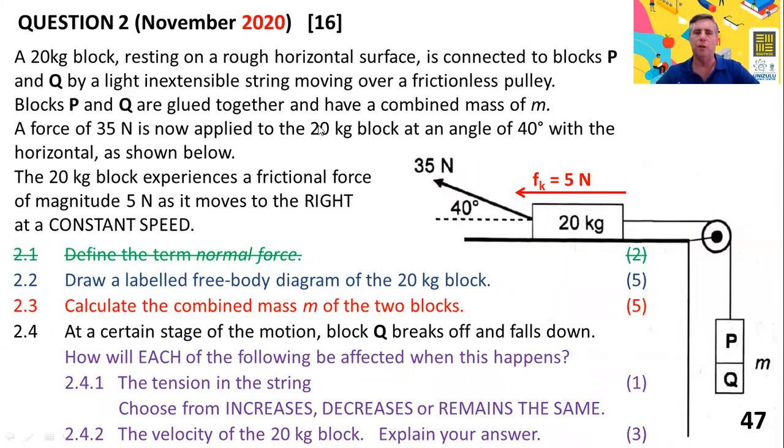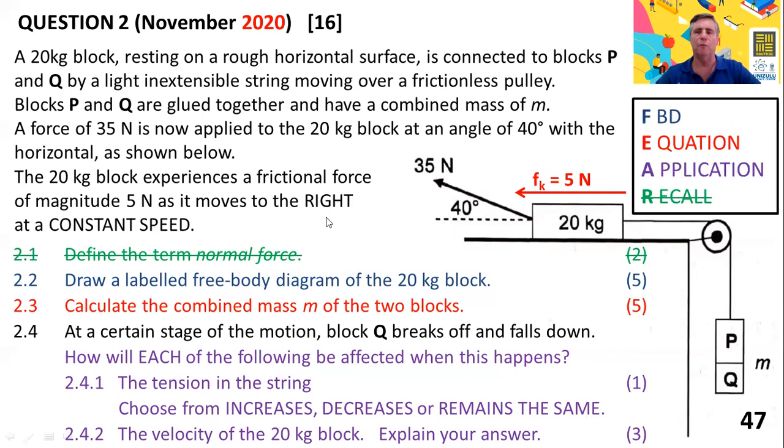The pulley is frictionless. A force of 35 Newton is applied to the 20 kilogram block, at an angle of 40 degrees, and the 20 kilogram block experiences a frictional force of magnitude 5 Newtons as it moves to the right at constant speed. Again, that's very important because that tells us there's no net force acting on it, following Newton's first law of motion.